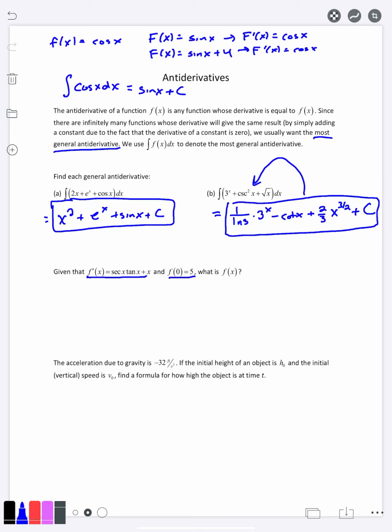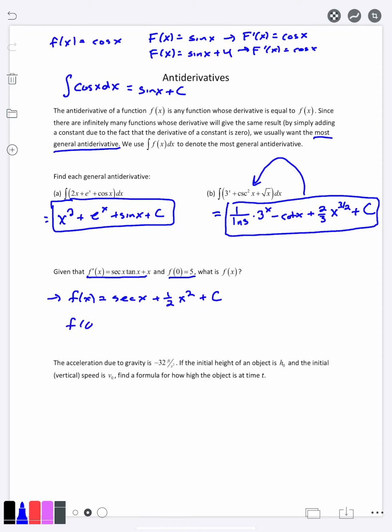So in this case, we know the derivative is secant x tangent x plus x. So we ask ourselves, well, okay, what function would have a derivative secant x tangent x? And we should know that that function would be secant x. And what function would have a derivative of x? Well, that would be 1/2 x squared. And then we know that since it's an antiderivative, we don't know the value of the constant, so it's going to have some sort of a plus c here.